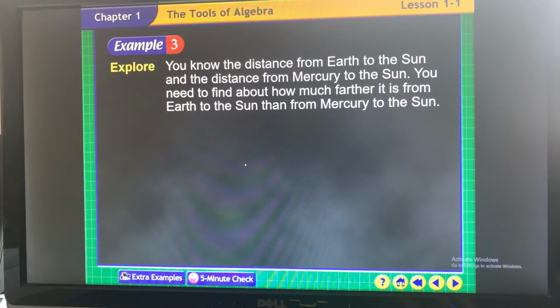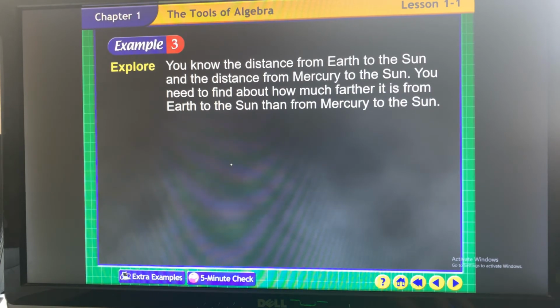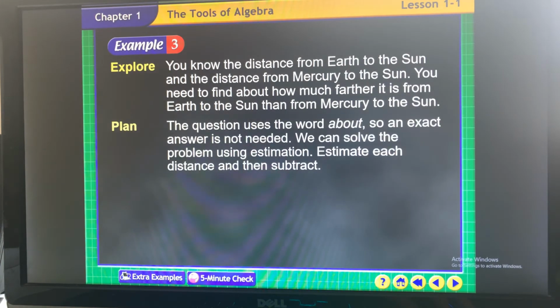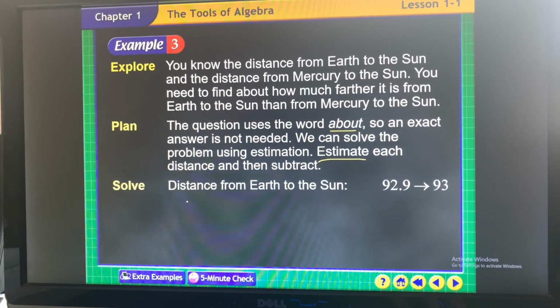So let's figure out how to do it. You know the distance from Earth to the sun, and you know the distance from Mercury to the sun. You need to find out how much farther it is from Earth to the sun than Mercury to the sun. And because it uses the word about, we're going to estimate. So that's our exploration. Here's our plan. And this is our solving. Solving it, remember, it's about.